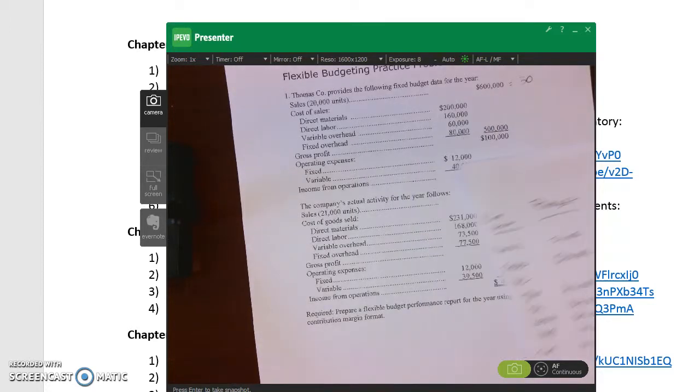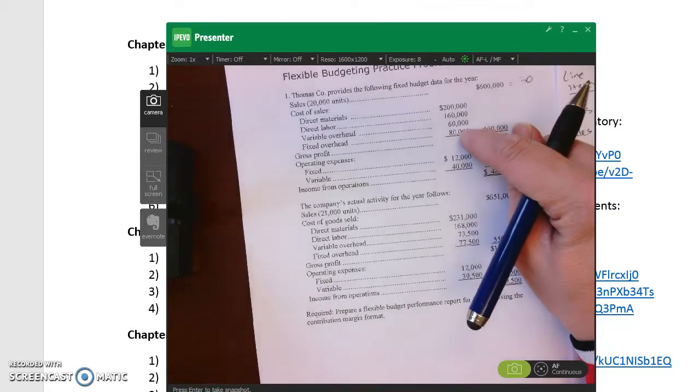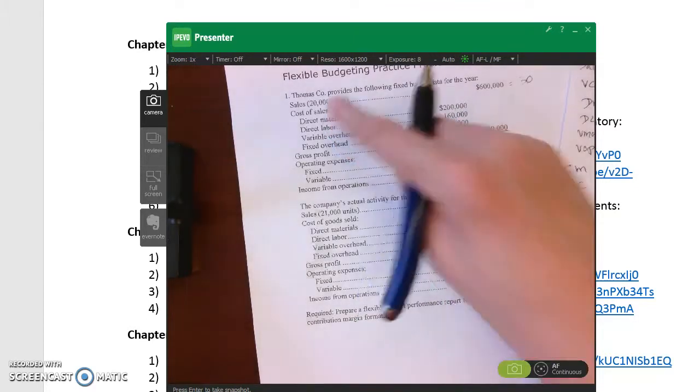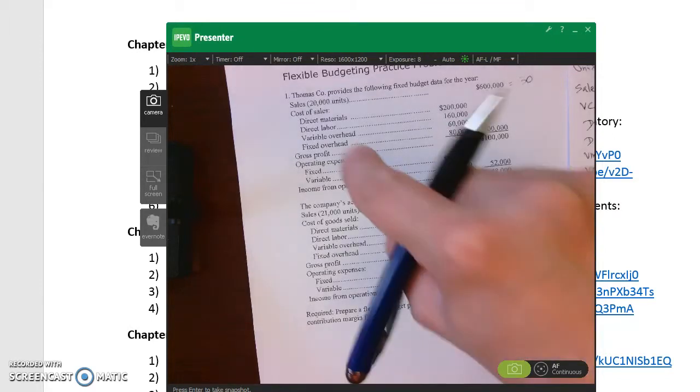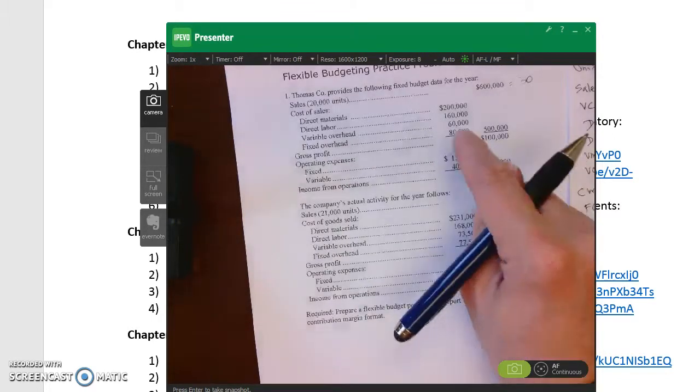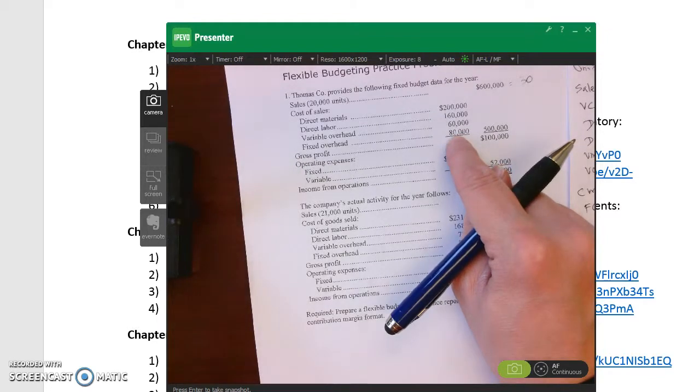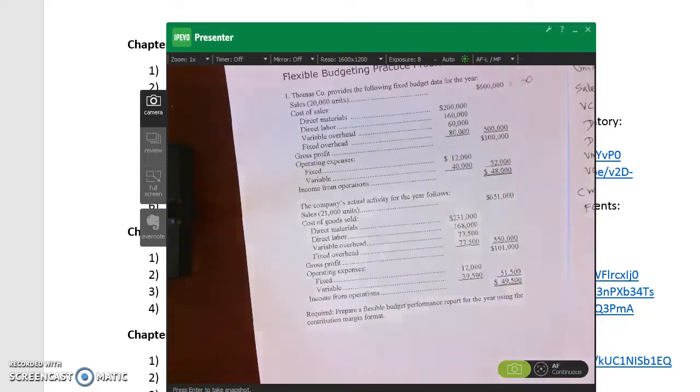And then I can look at my fixed costs. I can say my fixed costs were budgeted to be 80,000 for 20,000 units. Now the question becomes, what should fixed costs have been at 21,000 units? And the right answer is 80,000 because they're a fixed cost. They don't change. They should not change as the level of activity changes. They should stay the same.